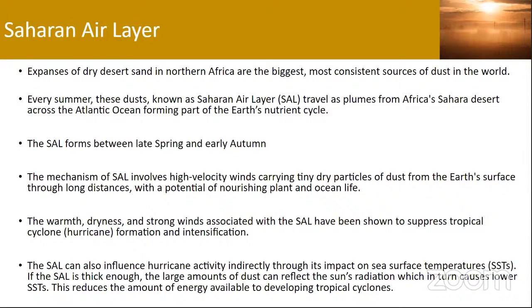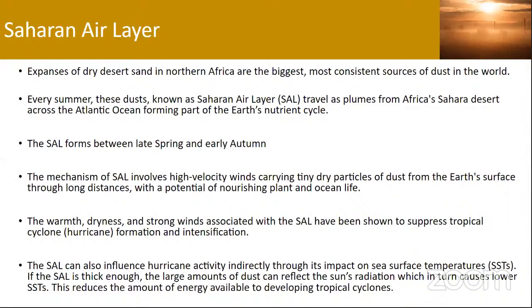It also helps to improve the Earth's nutrient cycle. This kind of dust travel happens between late spring and early autumn. The mechanism involves high velocity winds that carry these tiny particles of dust from the Earth's surface over long distances, and it has a great potential of nourishing plants and ocean life.